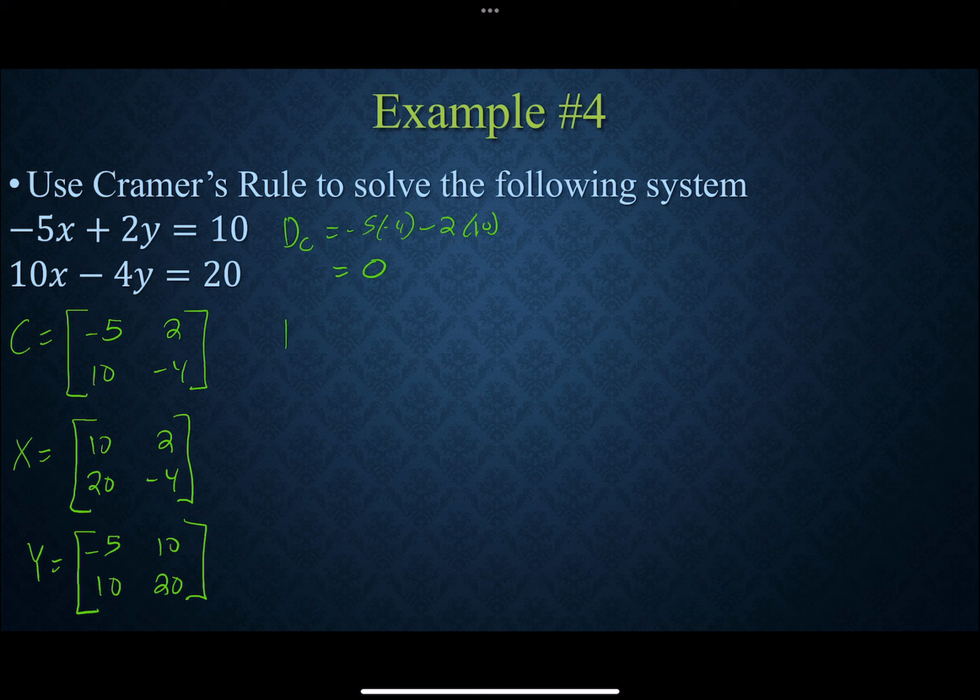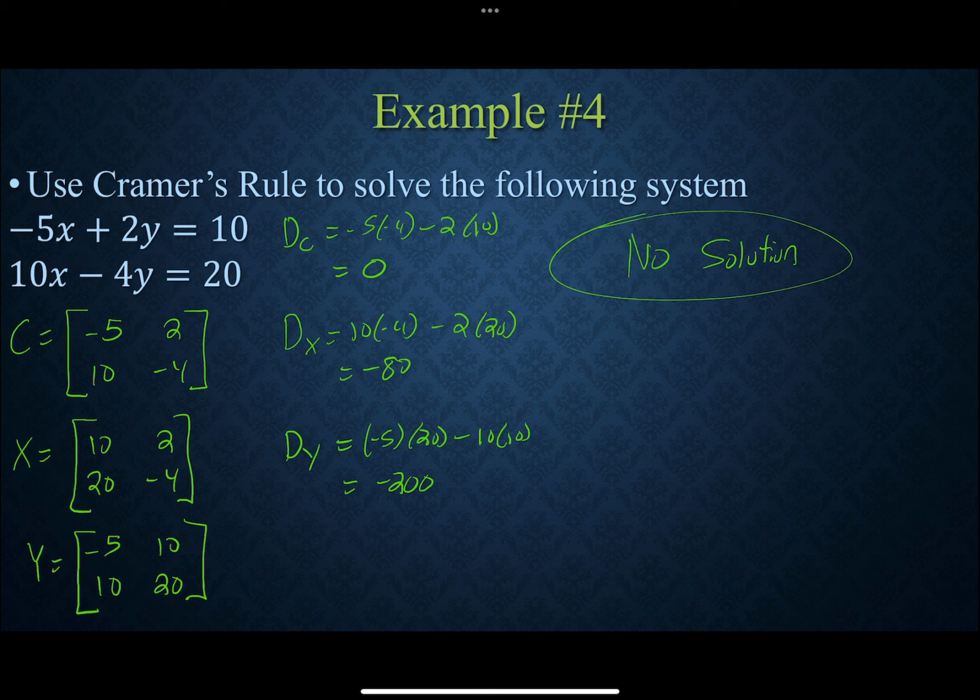So the determinant of x is 10 times -4 minus 2 times 20, which is -80. And the determinant of y is -5 times 20 minus 10 times 10, which is -200. So if all the other matrices are non-zero values, then this is no solution. If all the determinants are 0, then it's infinite solutions.